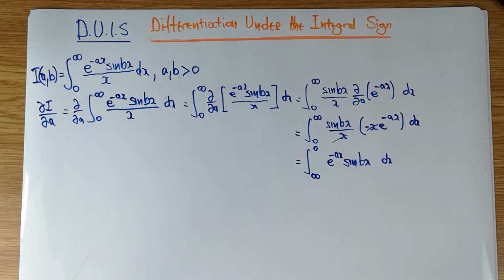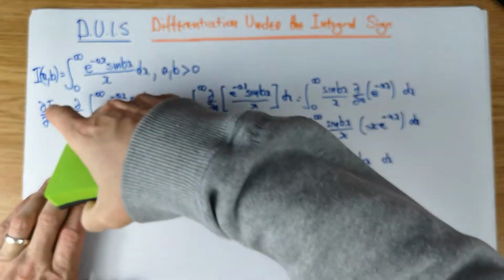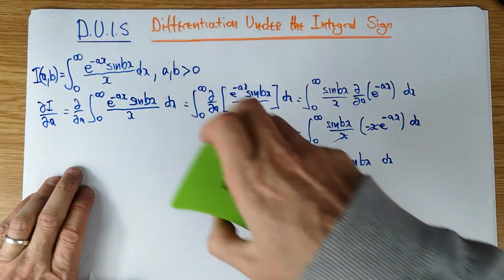Not a very nice integral to do. Let's rub off and make some space for that. So all we need to record is that dI by dA is this integral here.